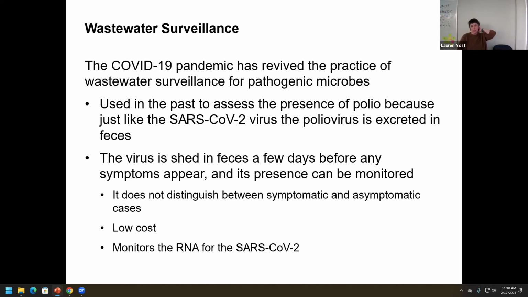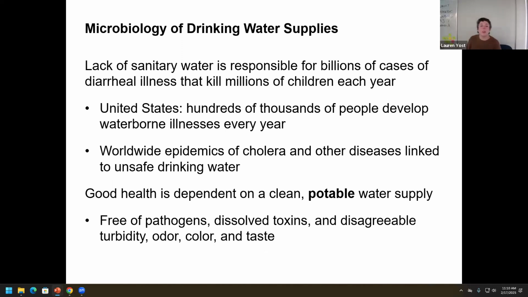So we have wastewater surveillance. You want to make sure that the water that we're releasing into our environment doesn't have viruses or bacteria or whatever in it, and that the water that we're treating for you to drink and whatever also doesn't have these things. So we need to be able to monitor for these things.